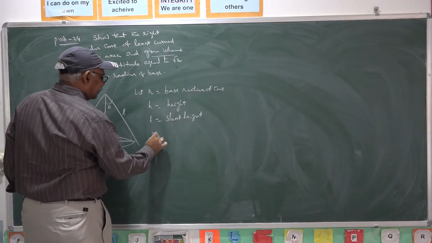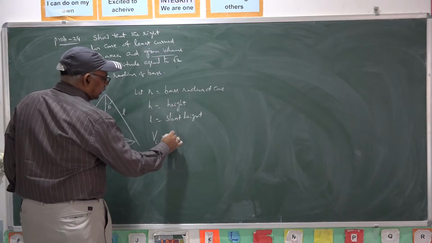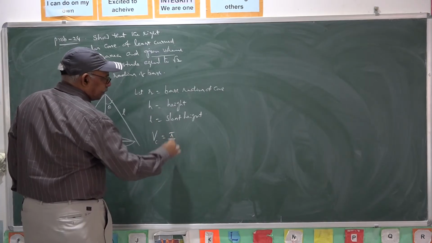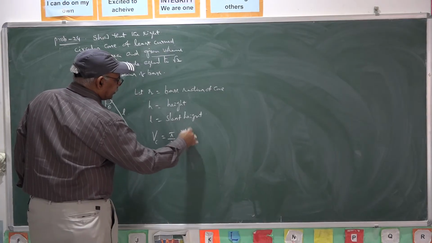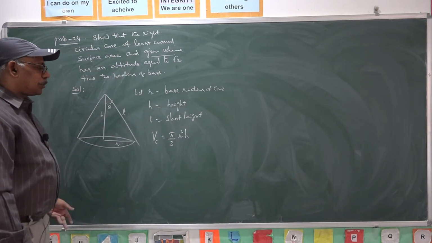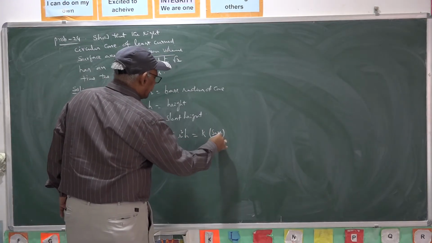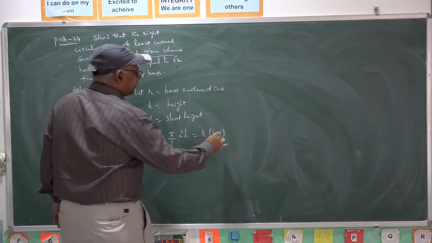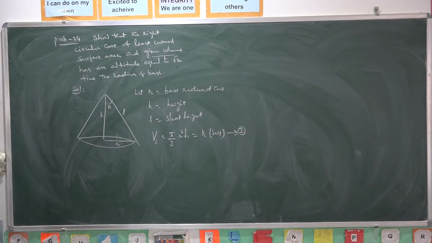Given the volume of the cone is 1/3 pi r square h. It is constant. Let it be k, say constant. (1) Once the volume is fixed constant, you have to minimize the curved surface area.